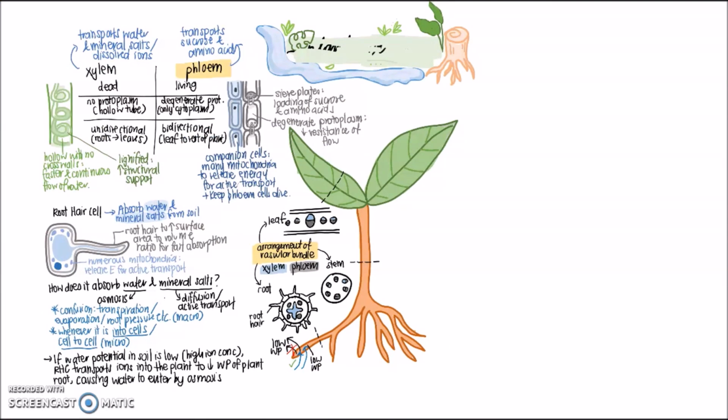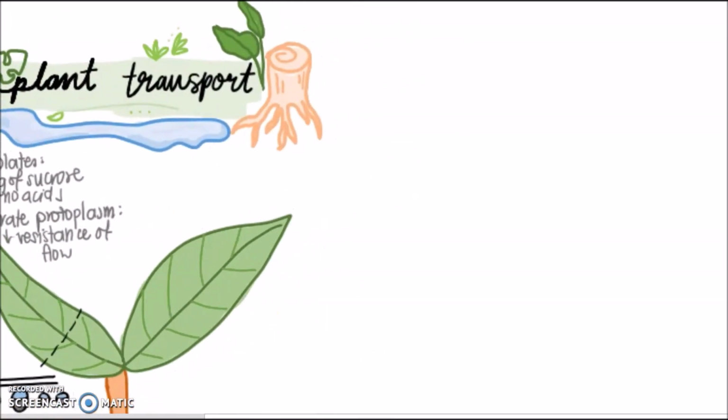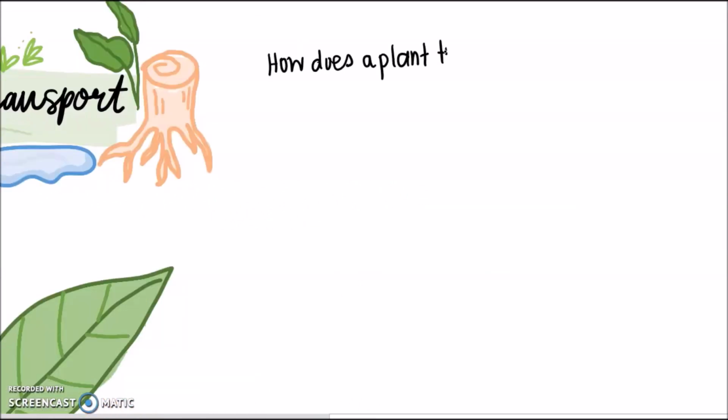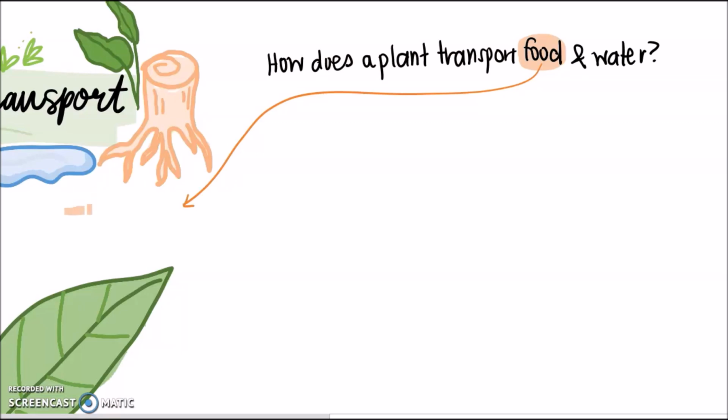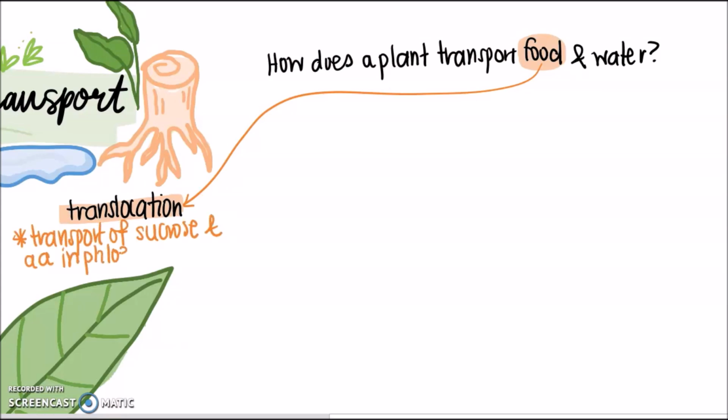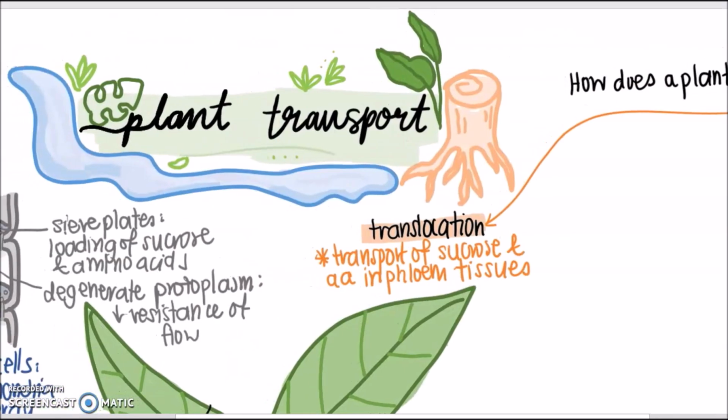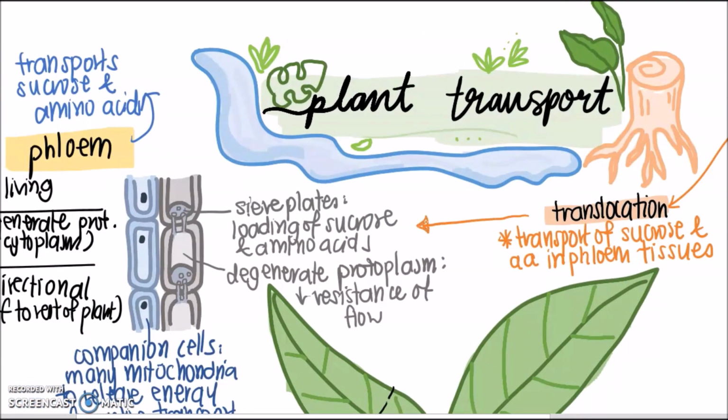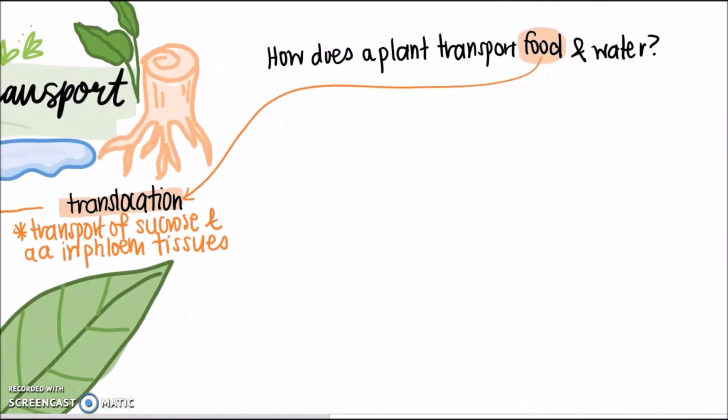Okay, so now that we have looked at the different specialized cells and the arrangement, we're going to jump into the transport processes themselves. So how does the plant transport food and water? Food is transported through a process called translocation. The definition is: it refers to the transport of sucrose and amino acids in phloem tissues. Alright, so that is all you need to know about translocation. Basically, it's the transport of food through the sieve plate cells or the phloem cells. You can link it back to the structure that we've talked about.